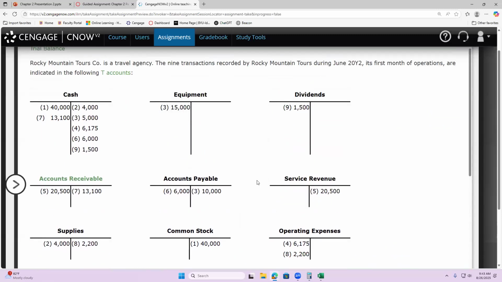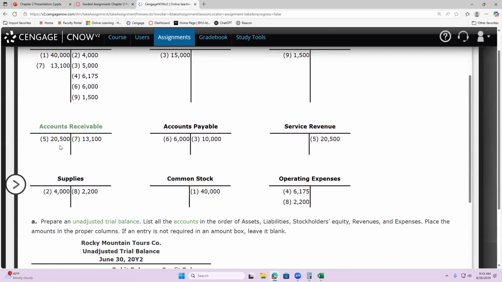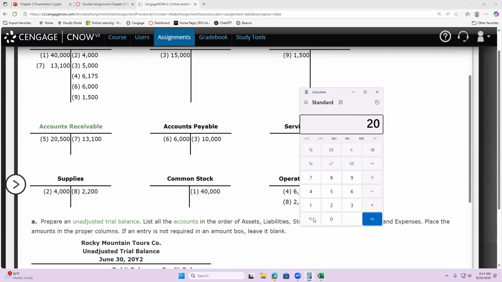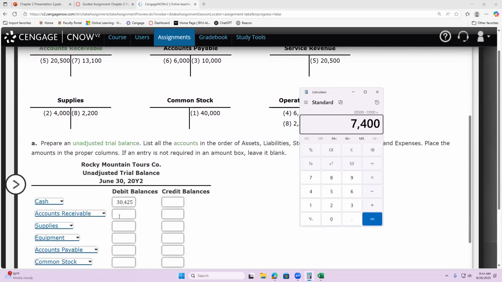Again, you may find yourself tempted to just punch in the numbers as I do them. Try to learn as you go. I know sometimes we're going so fast it's hard, but all right. Accounts receivable had a debit of 20,500 and a credit of 13,100. So 20,500 minus 13,100. So accounts receivable has a debit balance of 7,400.